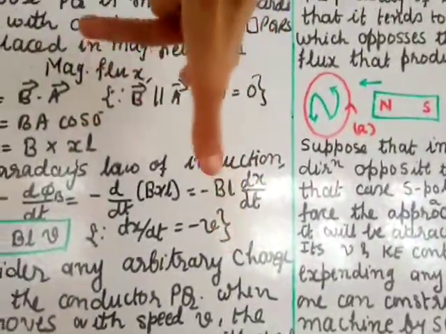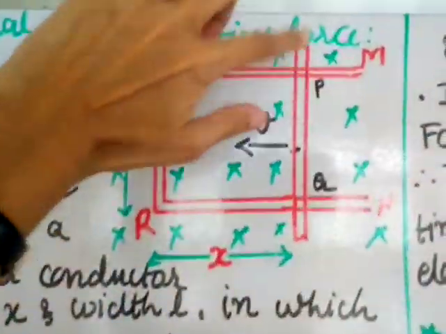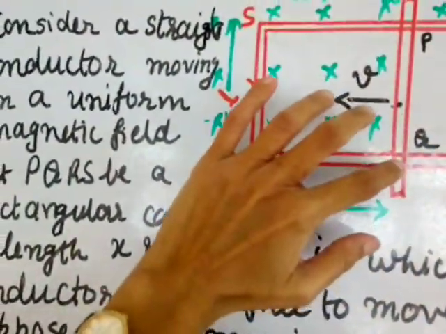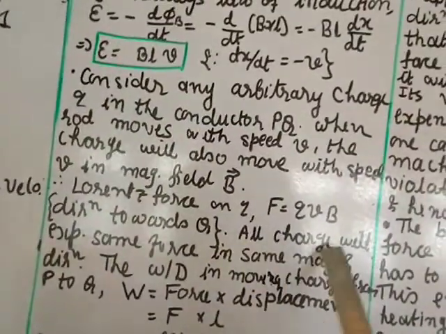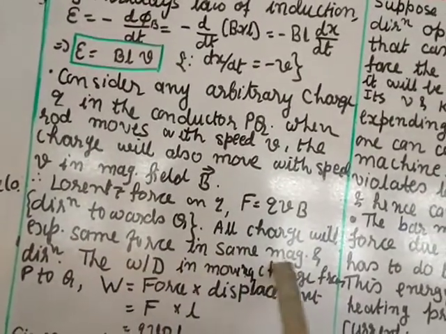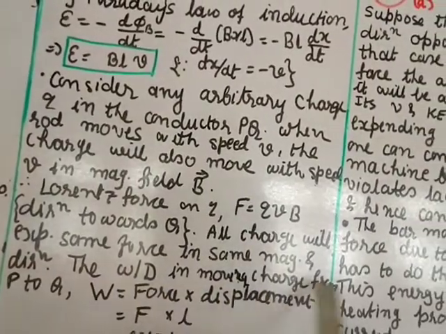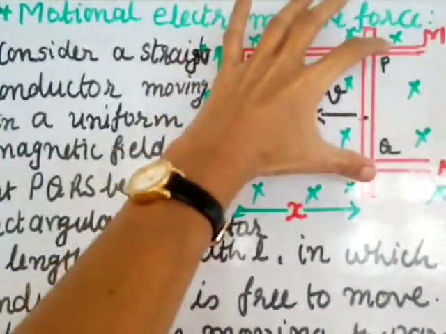Okay, so force will be downward. So the force on the charge will be towards Q. The force is of same magnitude, but towards down, and all will have the force towards this side. So here becomes positive, and you can just think that the charge will fall this side. So all charges will experience the same force in same magnitude and same direction towards Q. The work done in moving charge from P to Q, work equals force into displacement. Force is this much, and displacement, how much can they move? They can move this much length, L. So they will move this much distance, that is L.